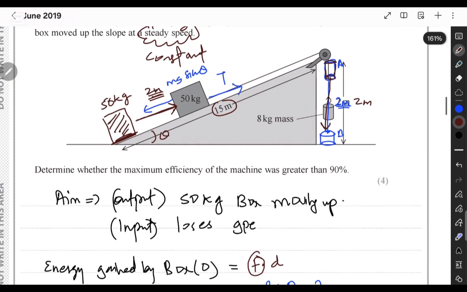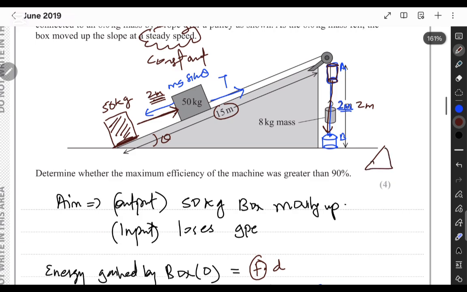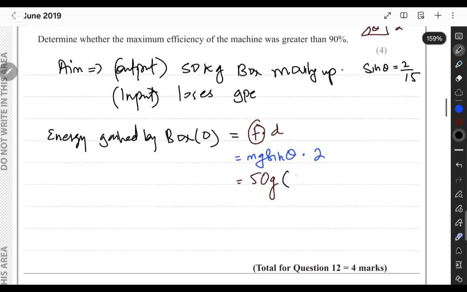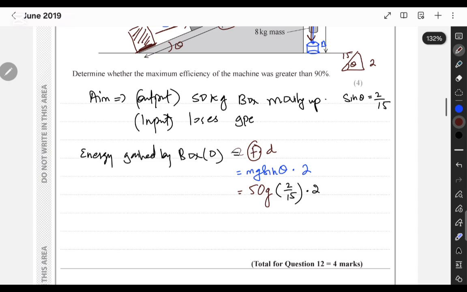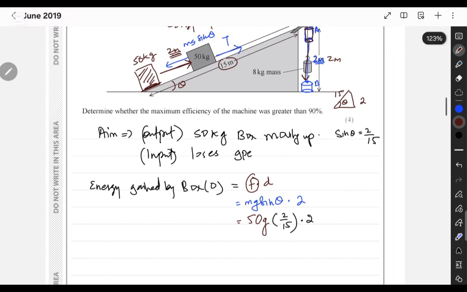So how do we find sine theta? We can do the right angle triangle. We have theta, we have 2, we have 15. Now this is where that 15 comes into use. I can say sine theta is O divided by H. So I'm going to say 2 divided by 15 times 2. Okay, so that's going to be the output we're getting.